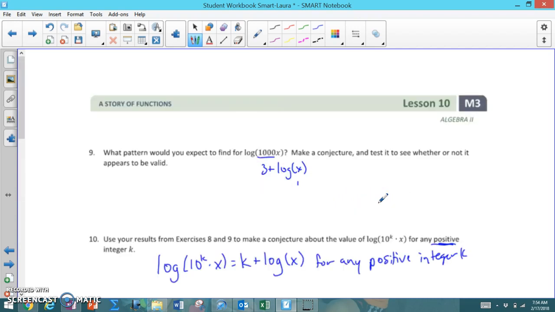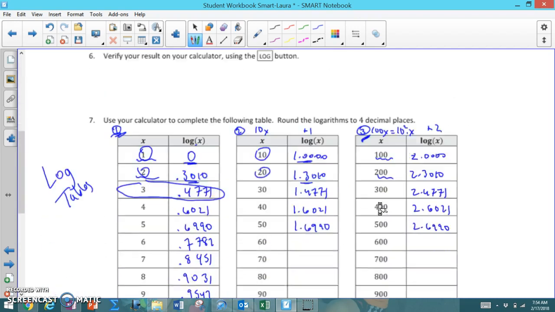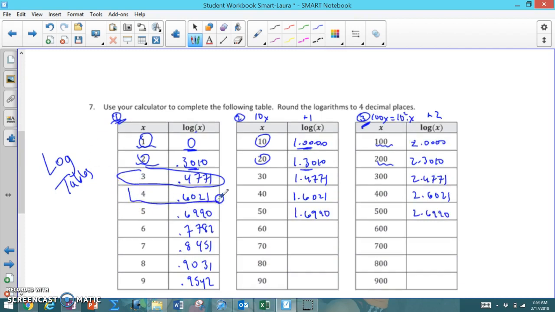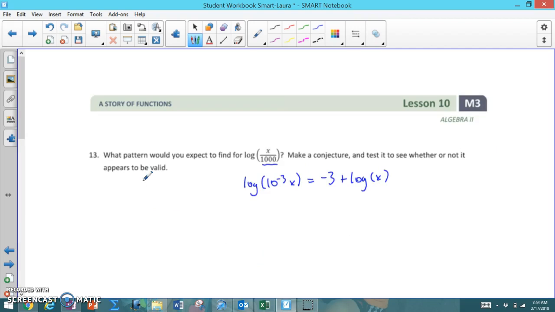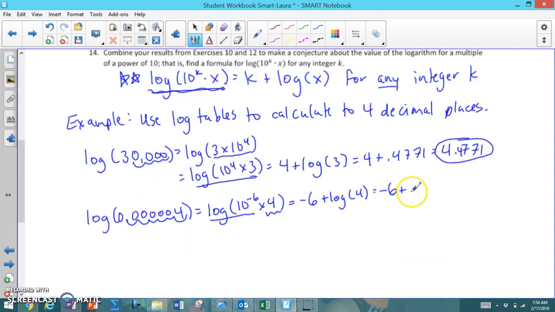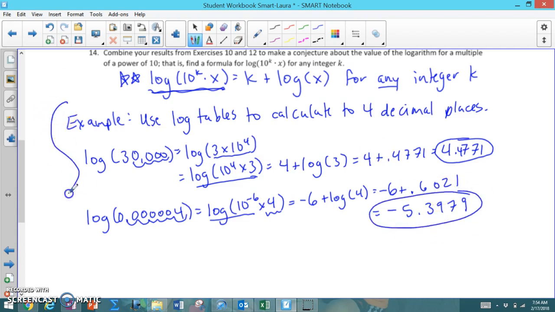Again, I'd have to go back to my log tables, and this time I find my log of 4, which is 0.6021. I add these up and I get negative 5.3979. So these two things are the types of problems we'd want to be able to take away from this lesson. And then the main focus of the lesson was understanding where this property comes from.